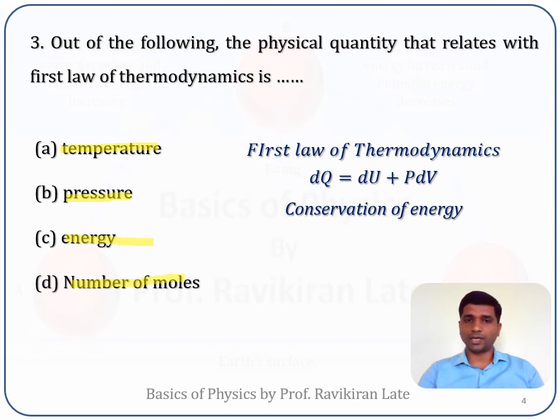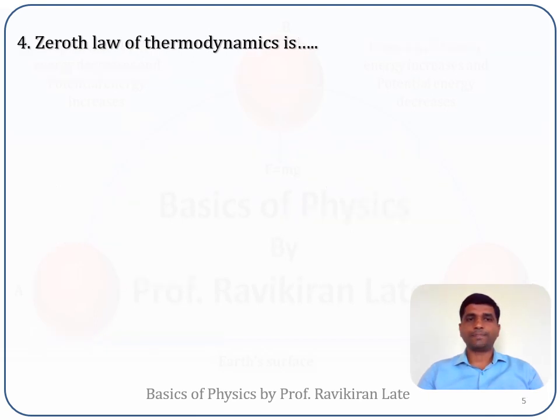We know the first law of thermodynamics is dQ is equal to dU plus PdV, meaning the amount of heat given to the system, that is dQ, is utilized in two ways: the first purpose is to increase its internal energy and the second purpose is to perform some external work. This first law of thermodynamics is an extension of the law of conservation of energy. From that point of view, it is related with the energy of the system. So the correct answer in this case is option C.